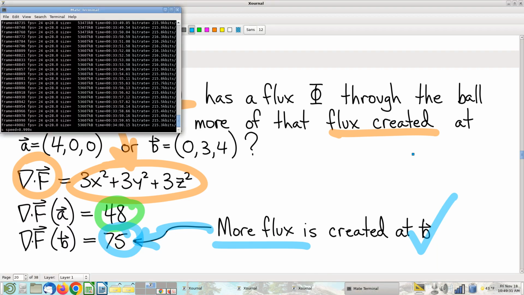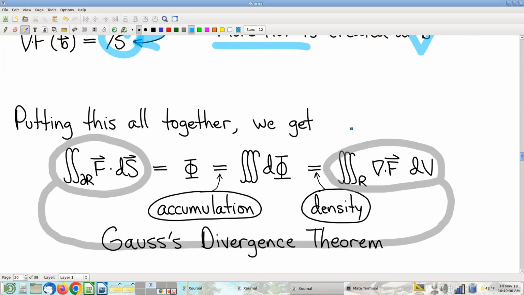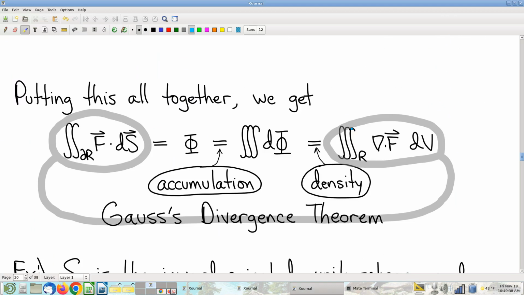All right. Here we go. Here's the big theorem. This is Gauss's divergence theorem. It's one of the big theorems from the course. Top two, anyway. Huge theorem, massive applications in physics and engineering.